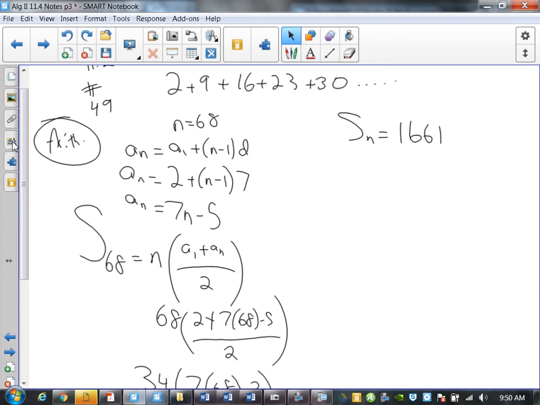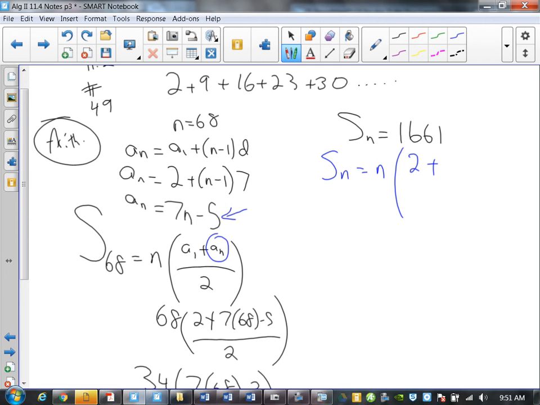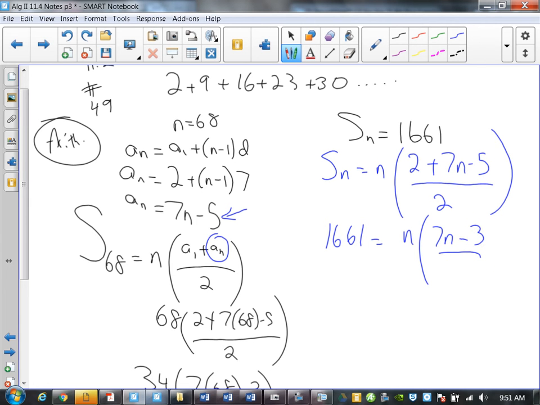And then find the sum that winds up equaling 1661. So you do the same exact thing. How many of them are going to add together to equal 1661? So we don't know what n is. We know our first term was 2. We knew our rule is this. It's over 2. So now we know that we get 1661 is n times 7n minus 3 all over 2.